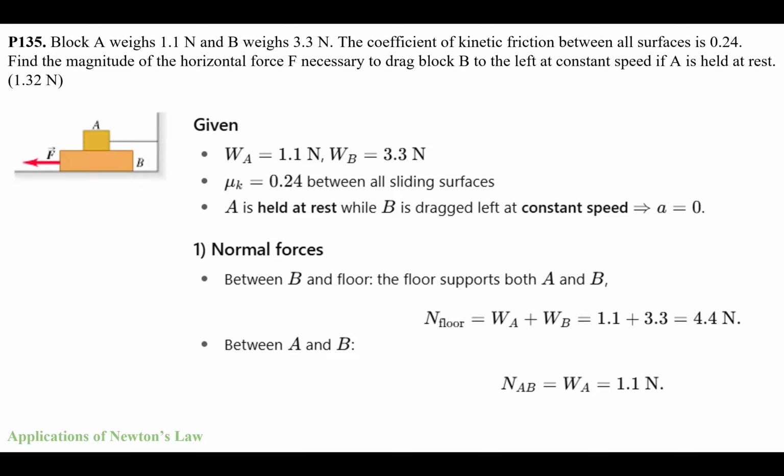Now, it looks very similar, but it's a little bit different. So note that A is tied to a wall. The coefficient of kinetic friction between all surfaces, that means here, here, okay? Find the magnitude of a horizontal force F necessary to drag B to the left at constant speed, once again. For B, acceleration is 0.